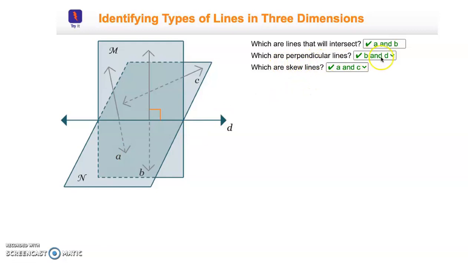Which are perpendicular lines? B and D. So notice we have this right angle right here. So D and B are perpendicular lines. And which are skew? Well, C is in this plane N, and A is in this plane M. And so those will never intersect. The same could probably be said too for C and B. Those are not going to intersect because they're in different planes as well, but I don't think that was one of the options you could have chosen.